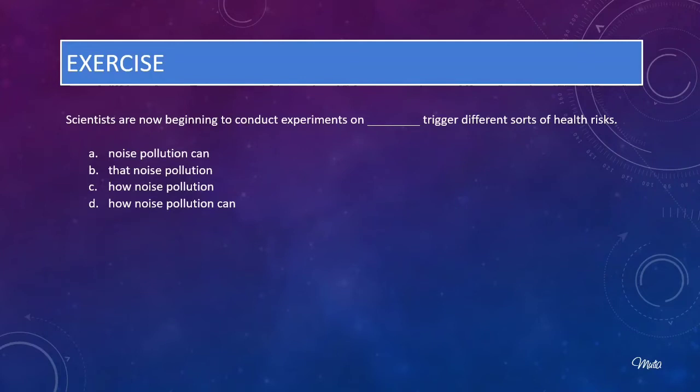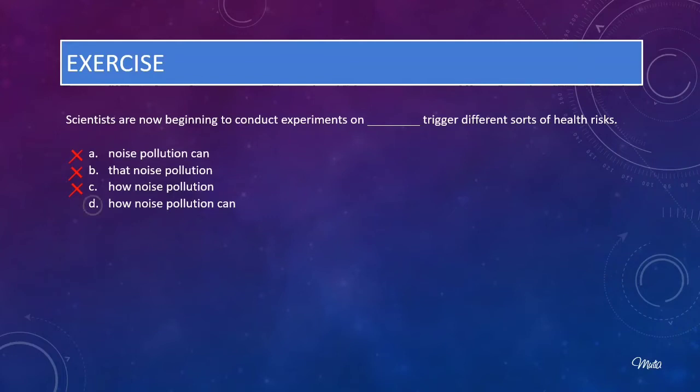A. Noise pollution can. Incorrect, because there is no noun clause connector. B. That noise pollution. Incorrect, because after the subject noise pollution should be followed by the verb triggers. C. How noise pollution. Incorrect, the same reason as B. D. How noise pollution can.